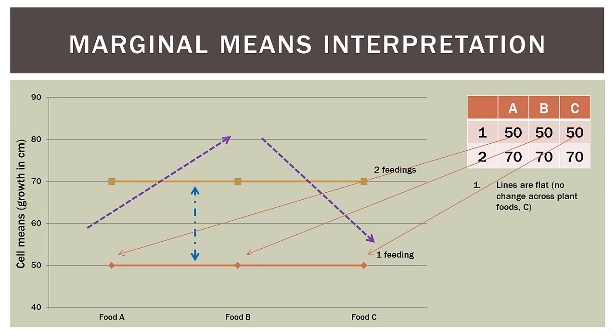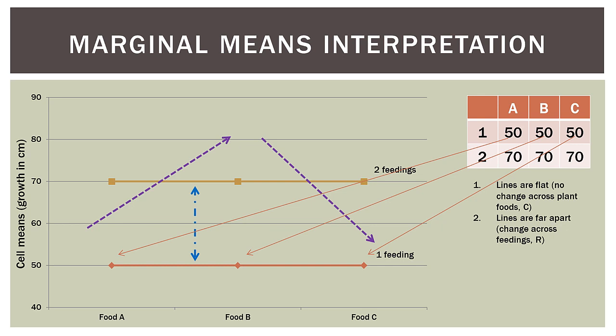Now what about the distance between the lines? Well, these are our row effects. The lines are far apart. They change across feedings, so our rows. And that should make sense based on our data up there. We can see that the 2 feeding row is consistently 20 centimeters higher than the 1 feeding row.